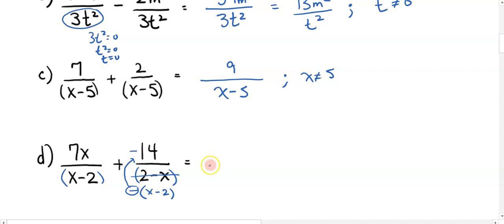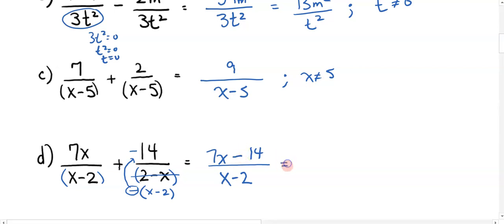So now I'm going to have my common denominator of x minus 2, and in the numerator I have 7x plus negative 14, right? Or that negative just could have switched the sign and been subtraction instead of adding. Your choice how you want to do it, okay? And so yes, I don't like that adding negative, so I would probably just rewrite that as minus, okay?